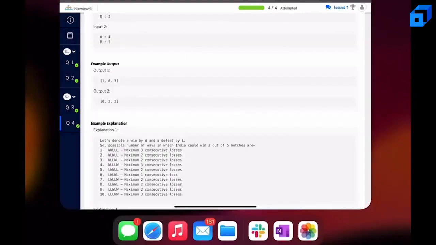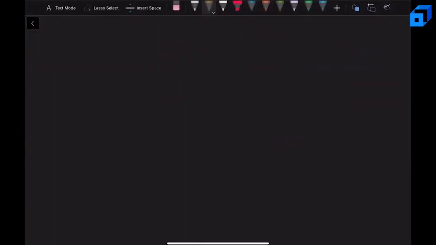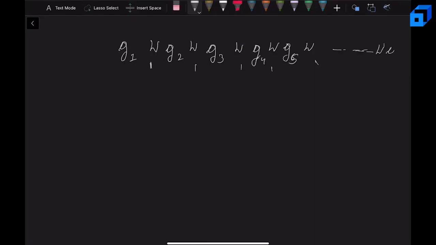So let's look at the model solution. The prerequisite for solving this problem was inclusion and exclusion. If you don't know about inclusion and exclusion, try to read it first and then look at the solution. The idea was that if India wins B matches, then there will be B plus 1 gaps. Let's call the gaps Gi. So this will be G1, G2, G3, G4, G5, and so on up till G of B plus 1.